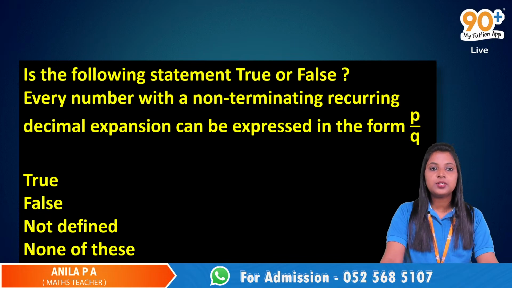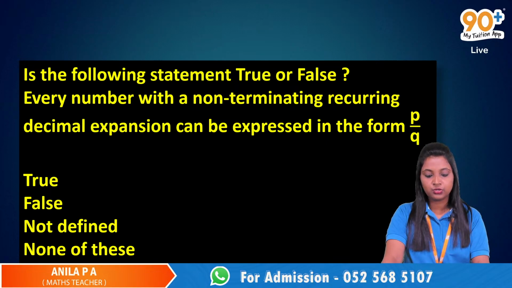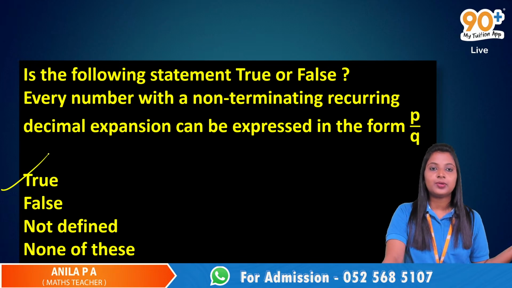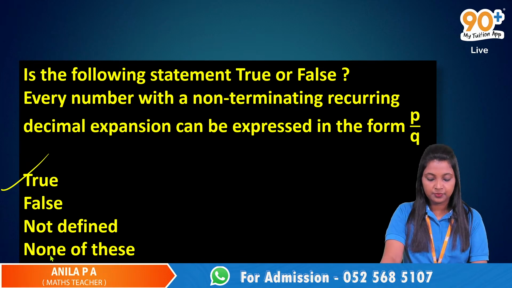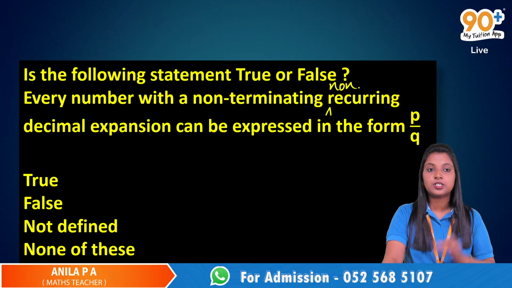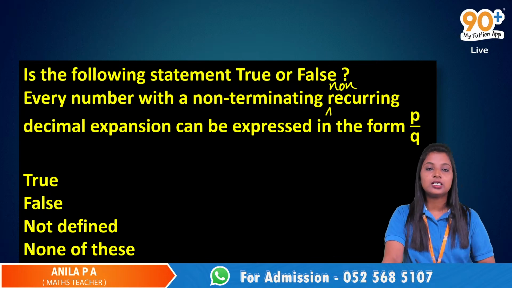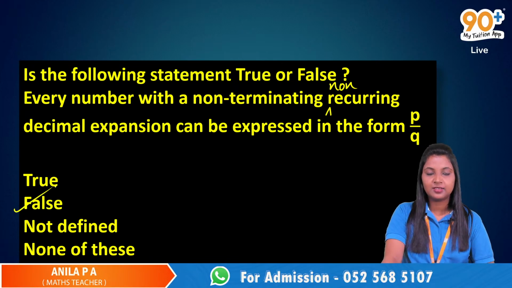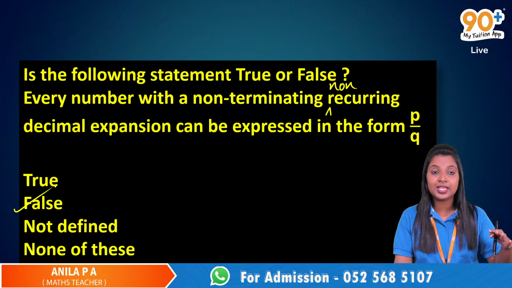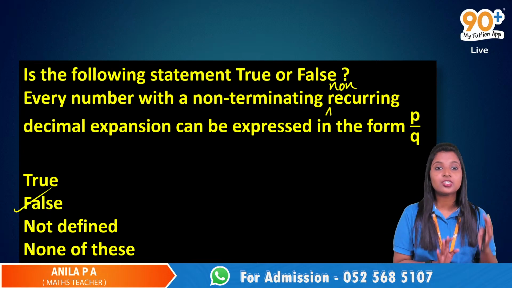Is the following statement true or false? Every number with a non-terminating recurring decimal expansion can be expressed in the form p by q. True. Okay, suppose I am changing the question. Every number with a non-terminating, non-recurring decimal expansion can be expressed in the form p by q. Is the statement true or false? It's false, right? Non-terminating, non-recurring means it is an irrational number.